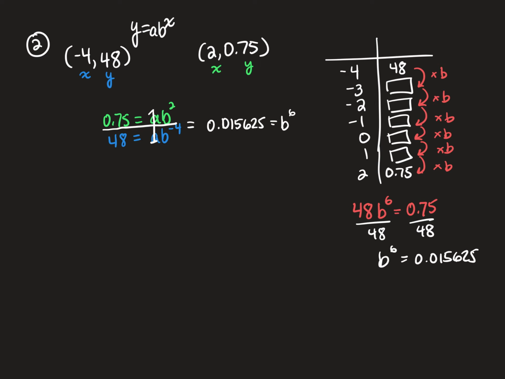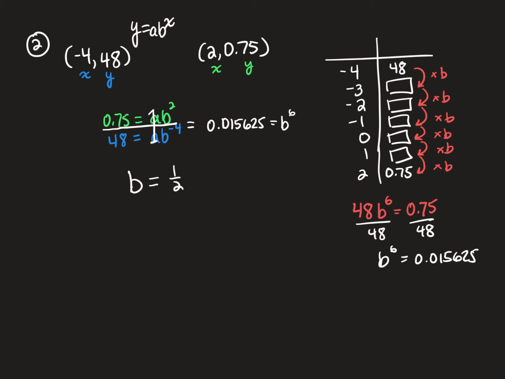Okay, and then from there, solve for b. Take the 6th root or raise it to the 1/6 power. Either way, you're going to get b equals 1/2 or 0.5 if you like. Now to find out what a is, I'm going to pick one of the two equations that I wrote up here and then plug in x, y, and b. I could also multiply by b until I get to my 0 power. So there's a couple ways we could do that.